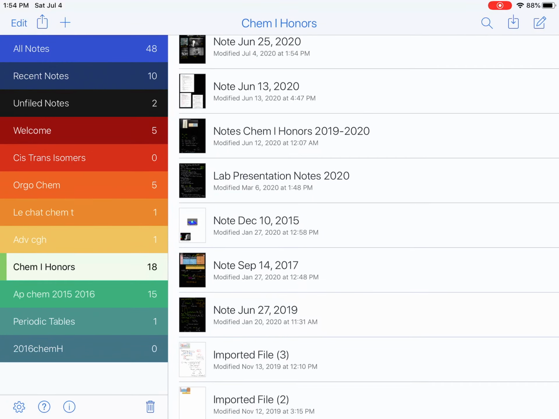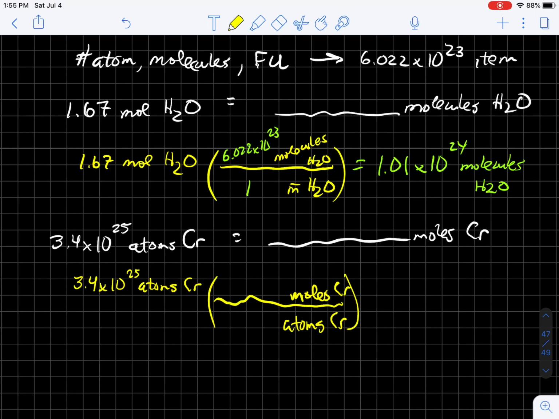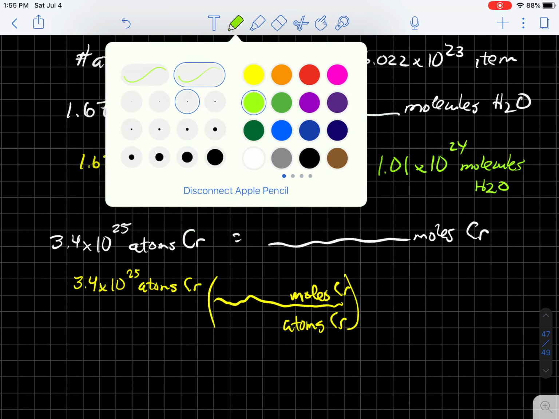Moles of chromium. So again, our technique, start with what they give you. 3.4 times 10 to the 25th atoms, chromium: number, unit, label. We don't have to write in the preposition of. It's assumed. Atoms of chromium. And we're going to set up our fraction. Put atoms of chromium in the denominator, and we're going to convert that to moles of chromium.